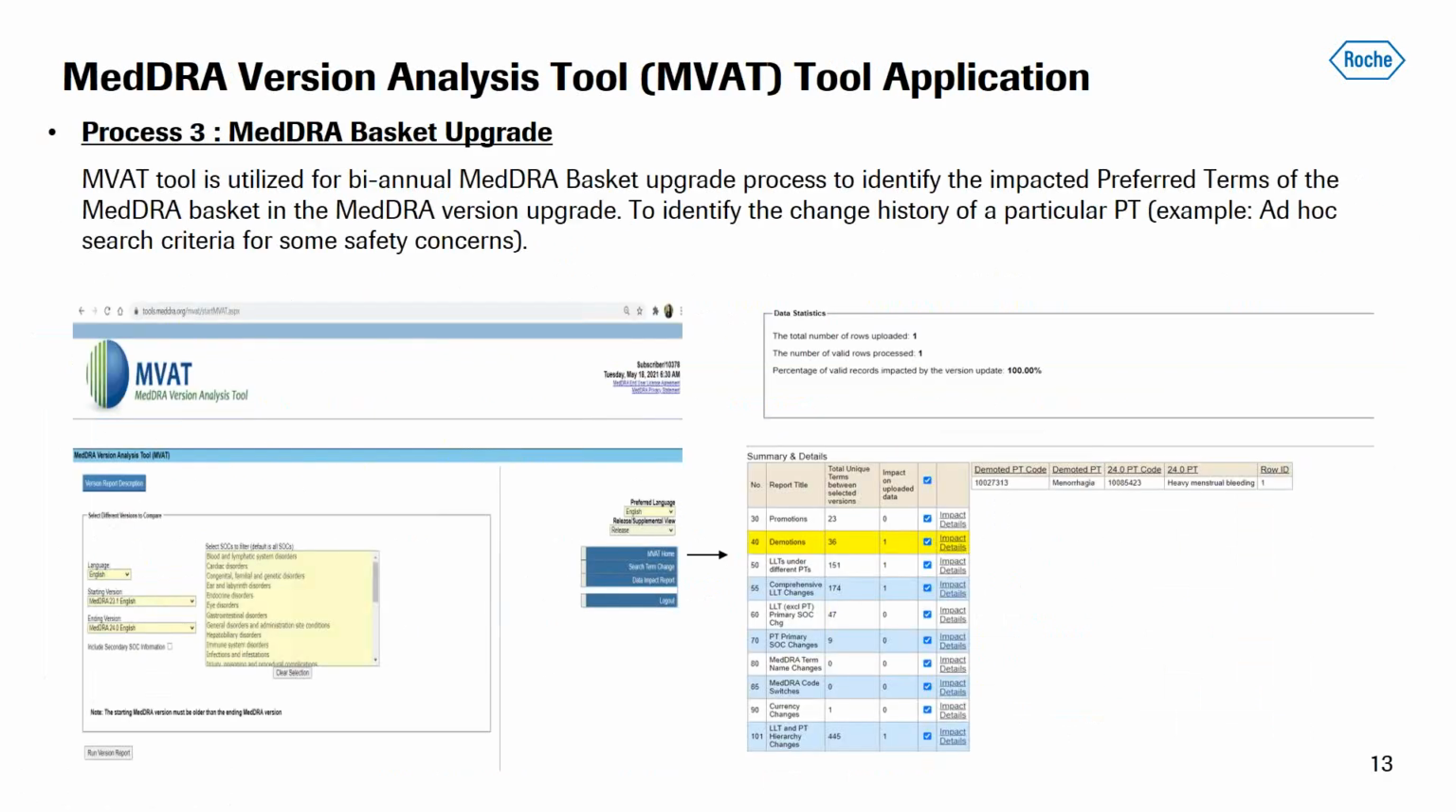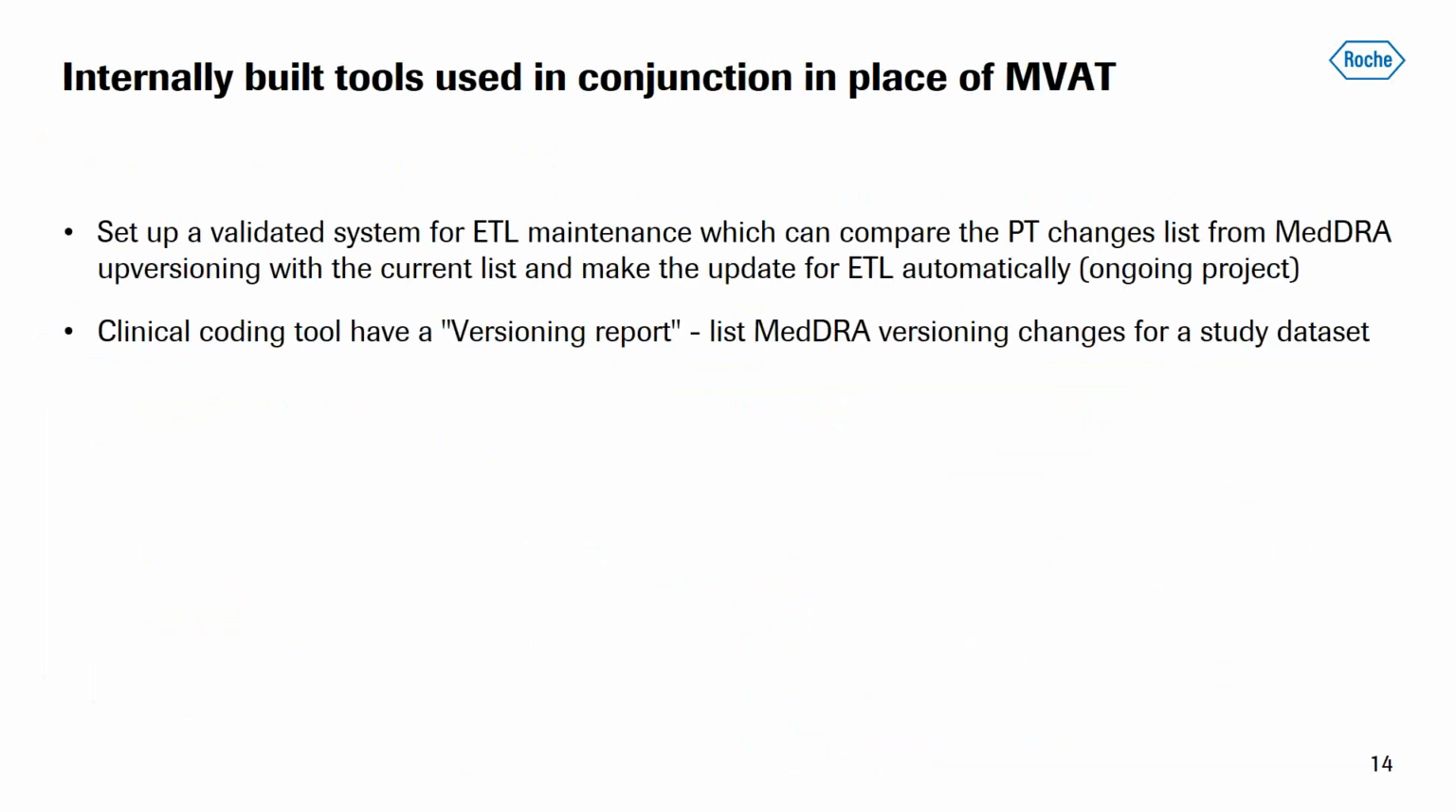So the maintenance of the basket is actually very similar to the expected term list. We also upload the Excel sheet to the MVAT and then update the basket according to the report from the output. So we're not going to repeat the process here.